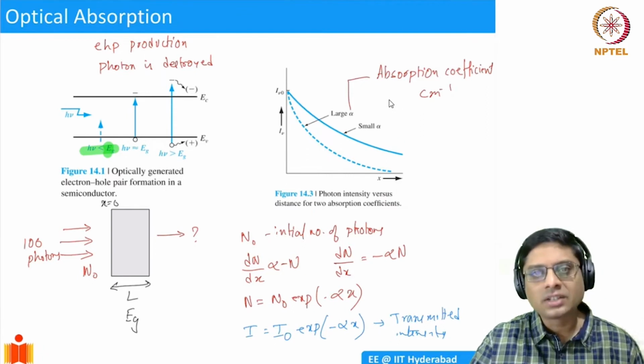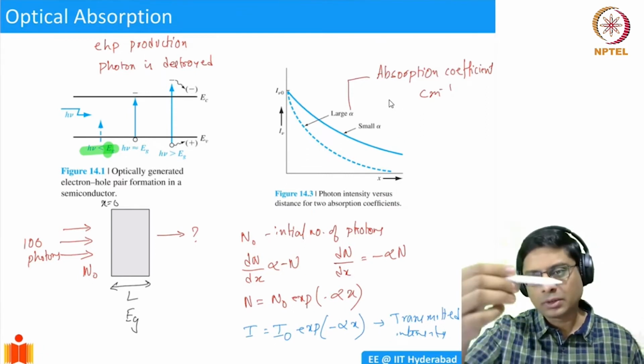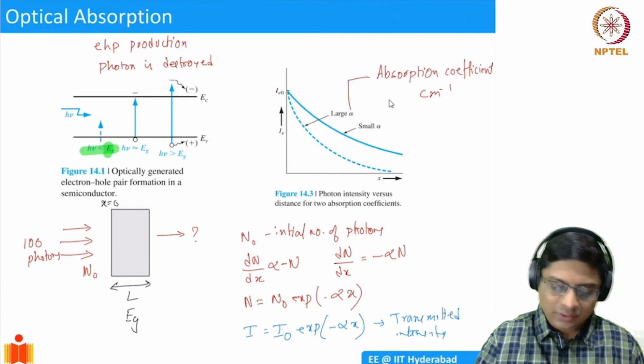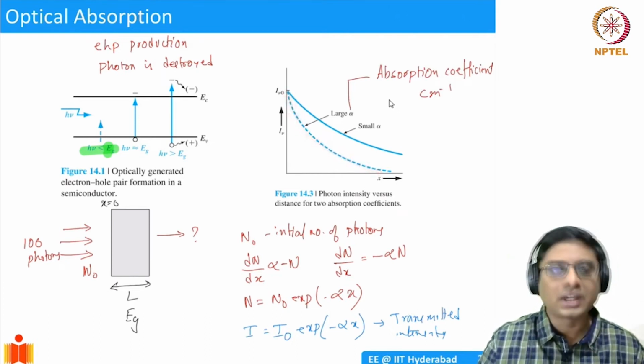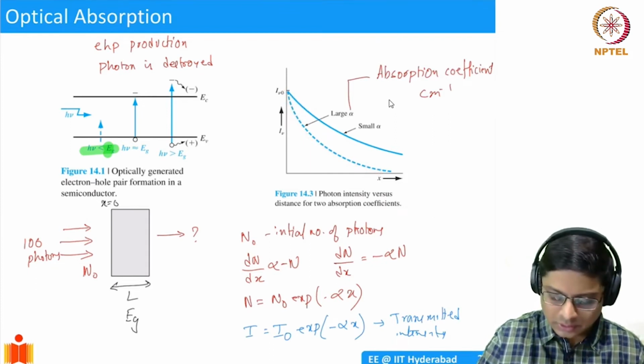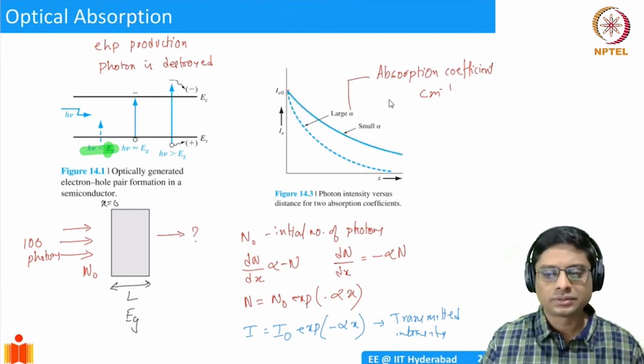So if you have a large absorption coefficient, that means the number of photons will decay faster, the intensity will fall faster. That's what is shown here, larger alpha. And if you have a smaller alpha, the absorption coefficient is small, then the photons will continue to go forward.